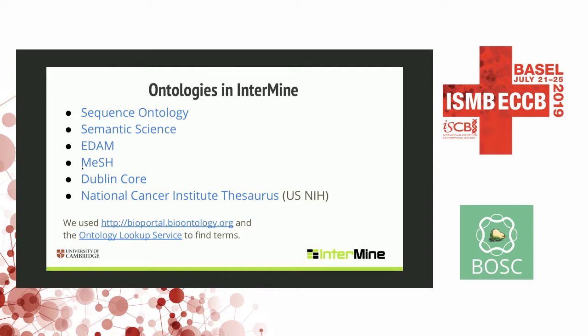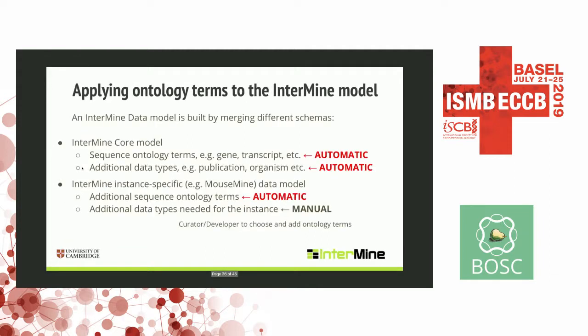In the process of filling up all the holes that we still have with terms for classes or attributes in the mine, we use BioPortal, BioOntology.org, and the Ontology Lookup Service to find them. And we ended up with 6 ontologies that we are using to cover all of InterMine. So this is just to show that we did all the work, of course, for the Sequence Ontology and the additional data types that we have in the core InterMine model.